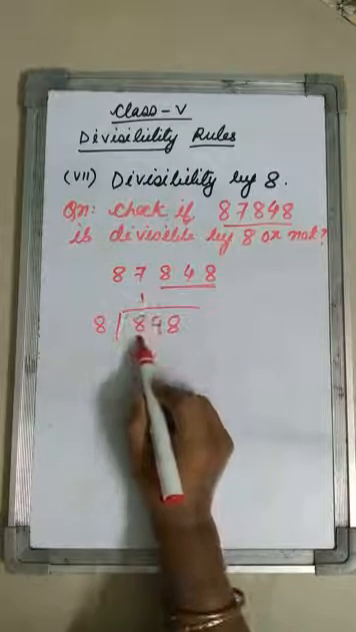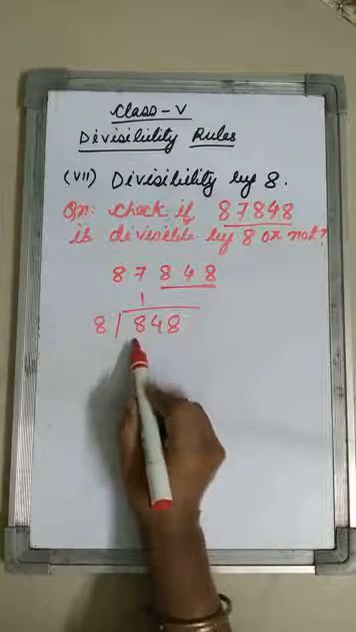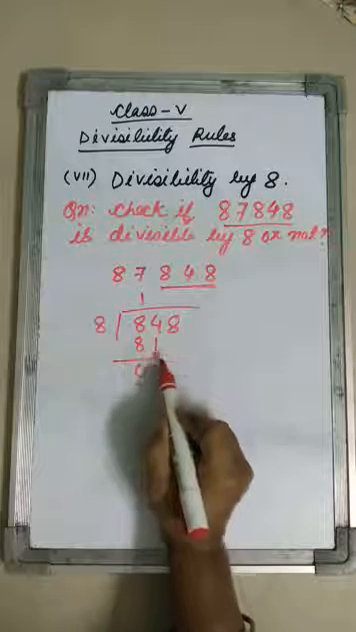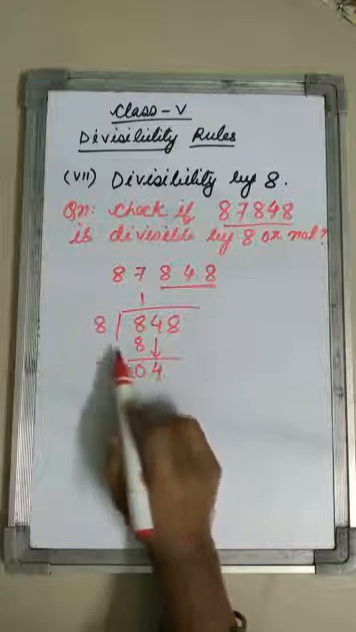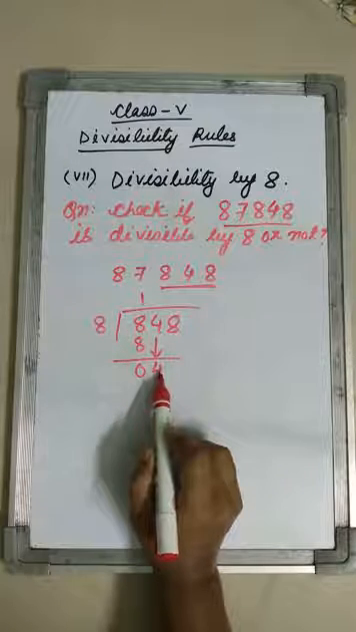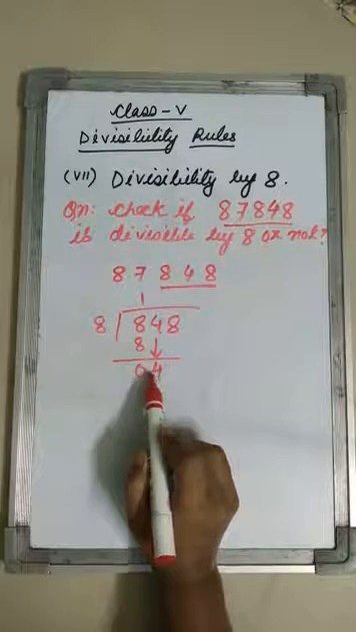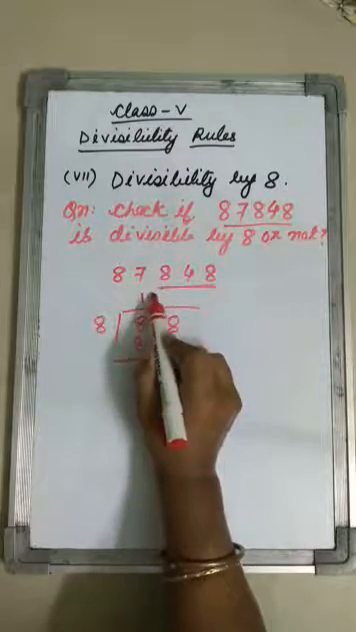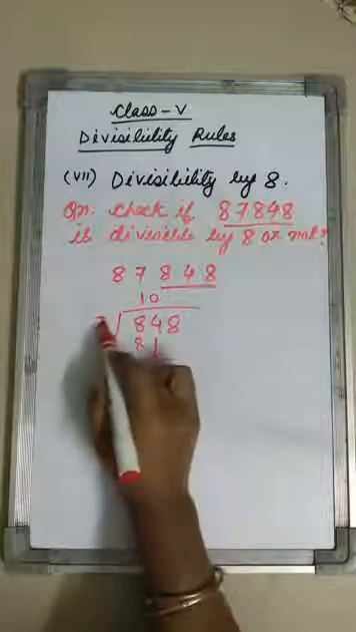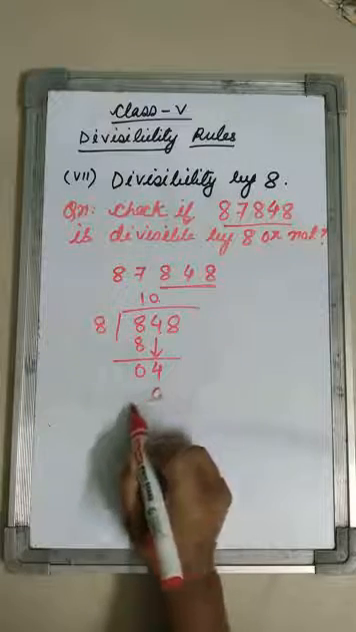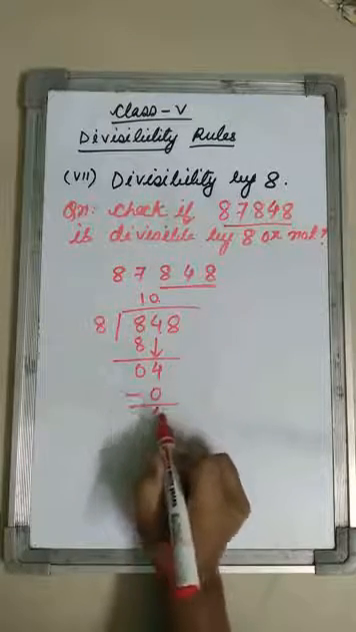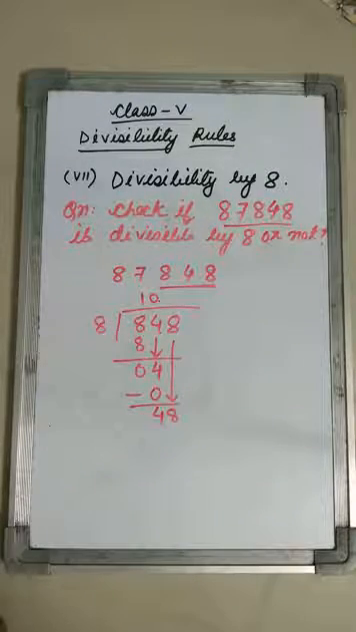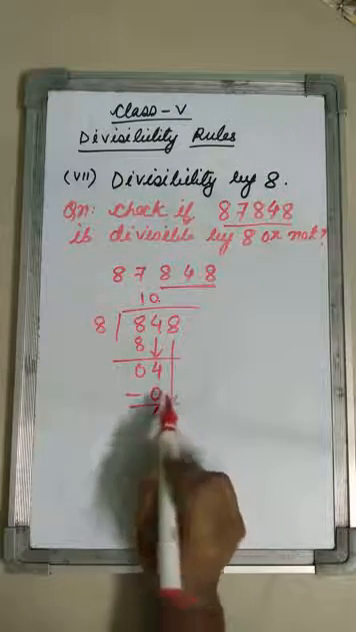In 8 it is 1 time, 8 into 1 is 8, subtract, 0. I shall bring down 4. I can bring down only one digit at a time. In 4, it is not divisible, so I am writing 0. 8 into 0 is 0, subtract, 4. Next digit is 8, so it becomes 48.